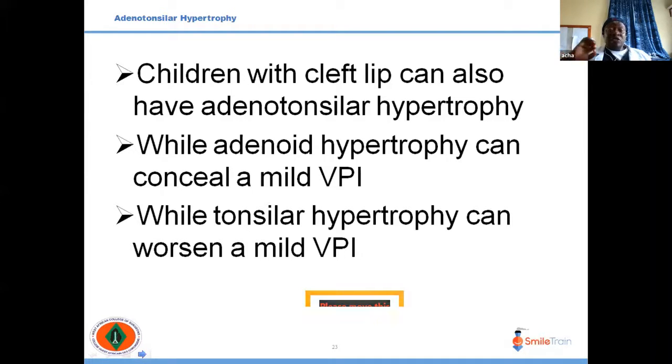For that reason, it is recommended that for children that have some mild form of velopharyngeal insufficiency, when you want to take care of the adenoid, you take only the anterior part of the adenoid. You don't take the posterior part, because that posterior part helps in making the velopharyngeal insufficiency less apparent. The same thing can also happen for patients with tonsillar hypertrophy, because it can conceal or make velopharyngeal insufficiency worse. So by the time we're doing tonsillectomy, we make sure that we do not remove the anterior and posterior pillar, because those pillars are part of the things used when you want to correct velopharyngeal insufficiency.